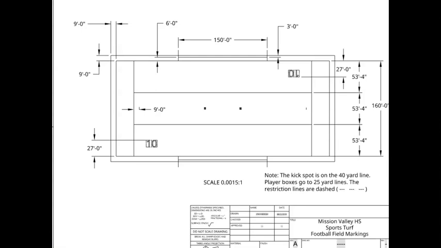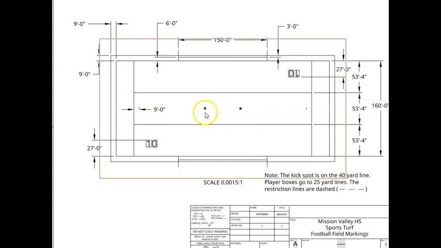Next is the PAT line. The PAT line signals where the team hits the ball after a touchdown for an extra point kick or 2-point conversion. This is 3 yards, or 9 feet, back from the goal line. It's then centered in the middle of the field and is a 4-inch stripe at least 3 feet long. This is done on both sides of the field.